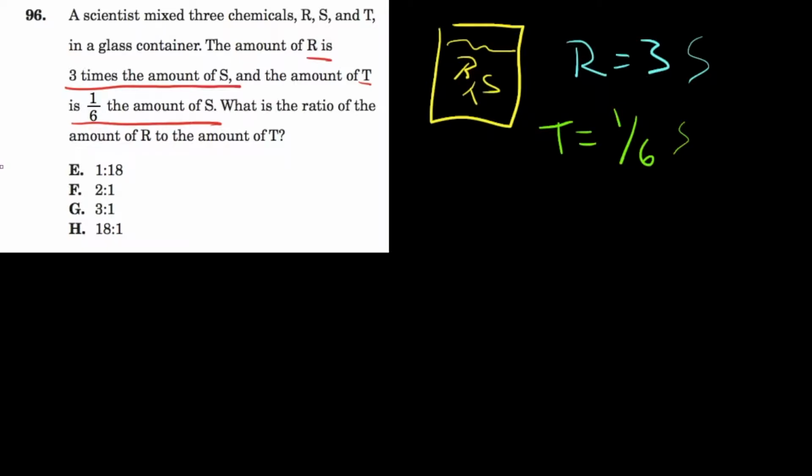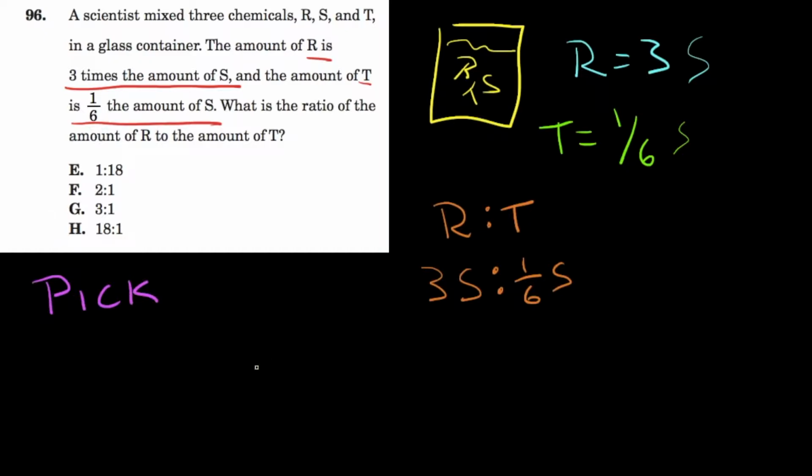Well, the first thing I'm going to do is set up a ratio of what we know. R to T is the same as 3S to 1/6 S. So far, so good, yeah? Now we're going to pick numbers. This isn't necessarily one where you have to pick numbers, but I think it's a good candidate for it because I could just try out things here, right? Pick out numbers that I could plug in for S and see what happens.